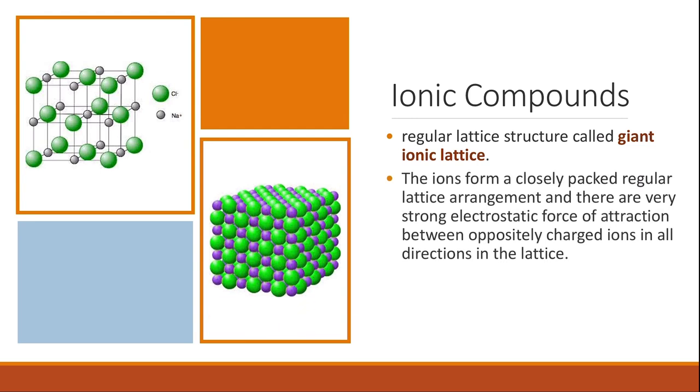Ionic compounds have a regular lattice structure called the giant ionic lattice. The ions form a closely packed regular lattice arrangement, and they are very strong. There is a very strong electrostatic force of attraction between the oppositely charged ions in all directions in the lattice.